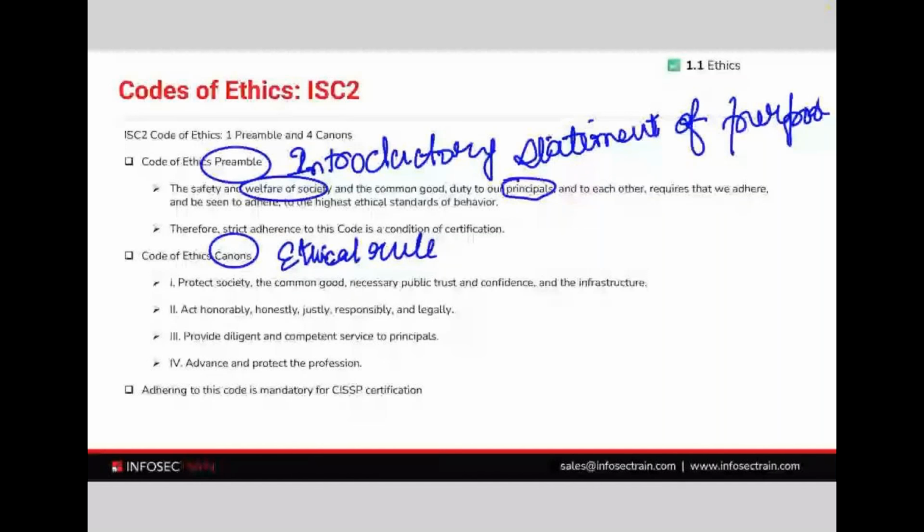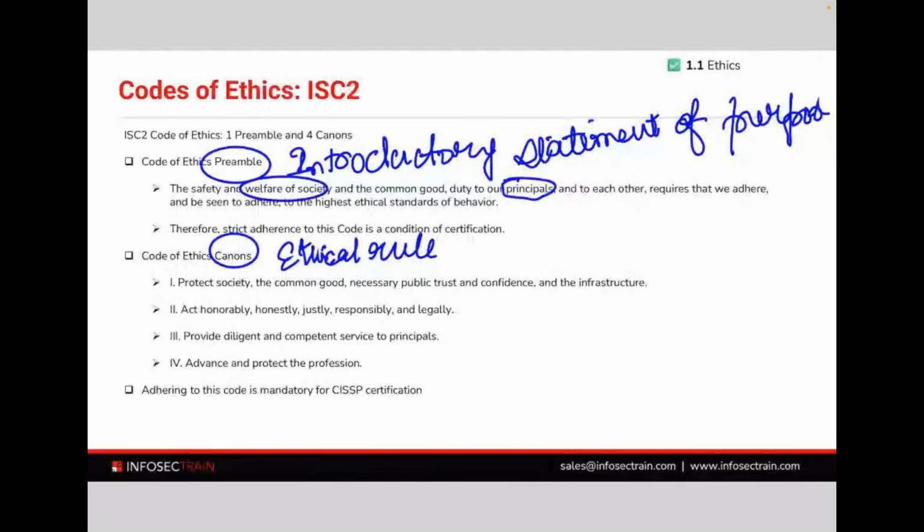The fourth one is advance and protect the profession, right? So this is more about self-education and contributing to the cybersecurity and the CISSP community. So out here, you'll have to ensure that your knowledge is most up to date with the industry requirement, right?